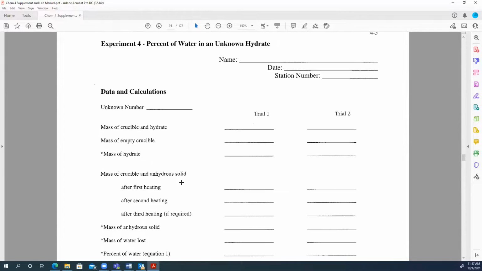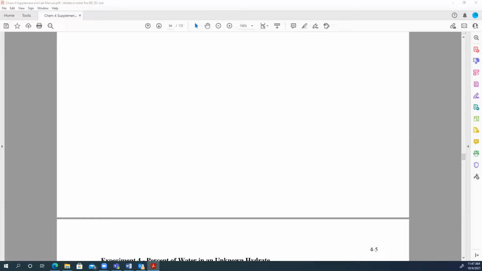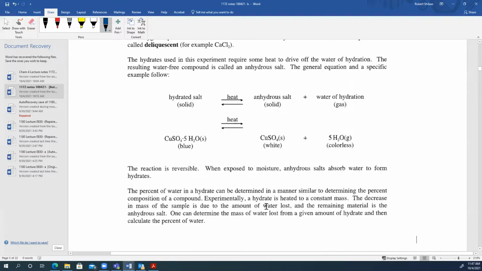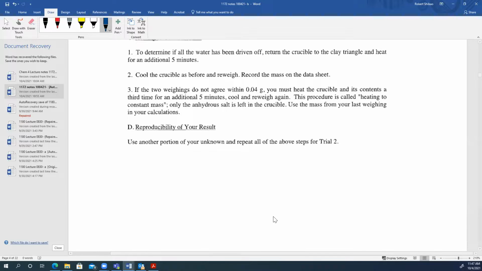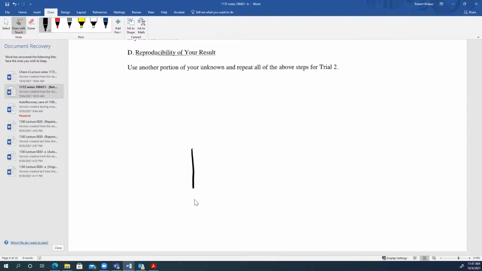Now, when you set this up, the best way to set this up, let me just switch back to this, is to mount the ring up high. You're going to have a ring here, and then you're going to put a clay triangle here. And then you're going to set the crucible inside the clay triangle, which is this white porcelain thing. It's just a bowl.